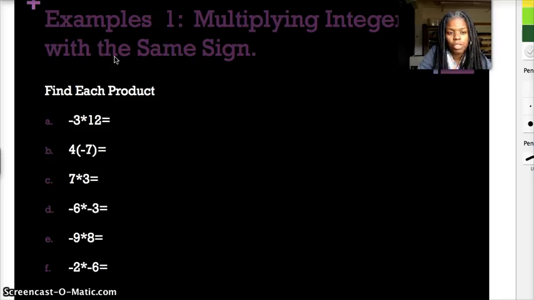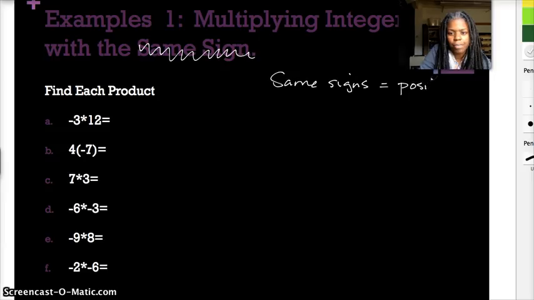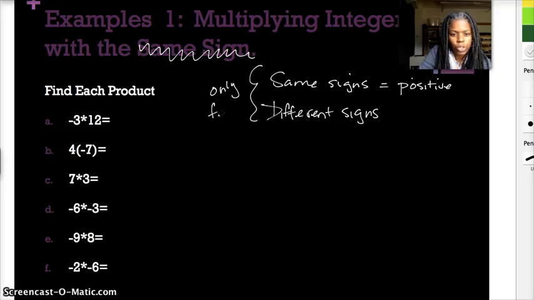The rule here, when you're multiplying integers with any sign, here's the situation. If the signs are the same, your answer is positive. If your signs are different, this is only for two numbers, and I'll explain that in a minute. Different signs, you're going to get a negative answer.